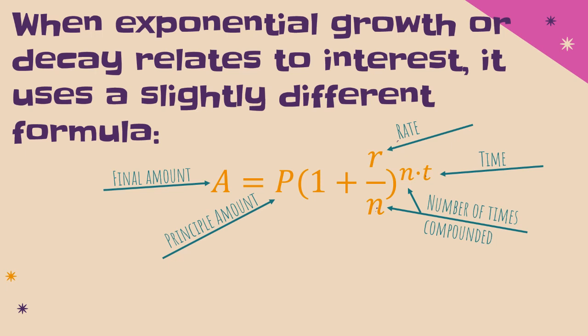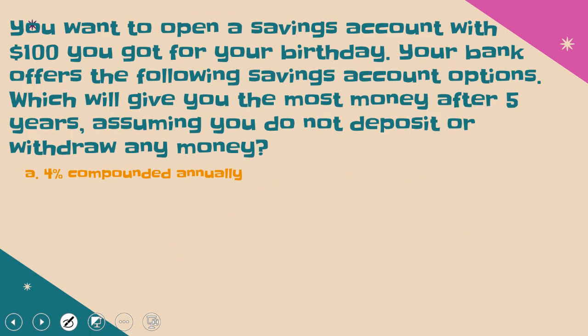Okay. So we're going to do a couple of problems that relate to money specifically and how we use this formula. So you want to open a savings account with $100. That's going to be your principal, by the way, that you got for your birthday. Your bank offers the following savings account options, which will give you the most money after 5 years, assuming you do not deposit or withdraw any money. Let me rewrite this formula here.